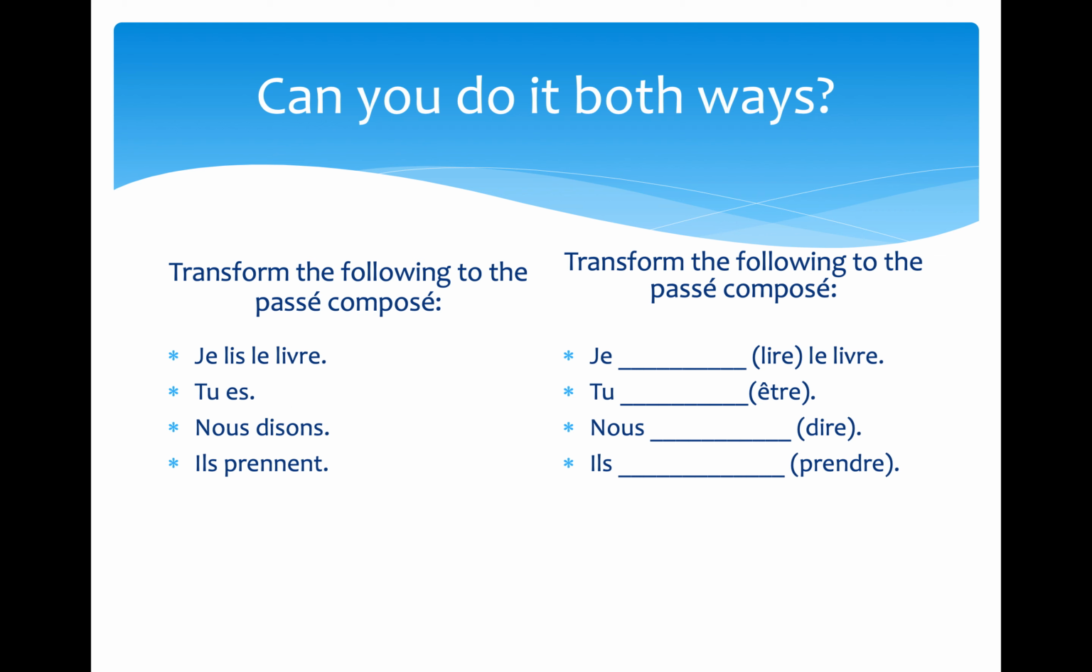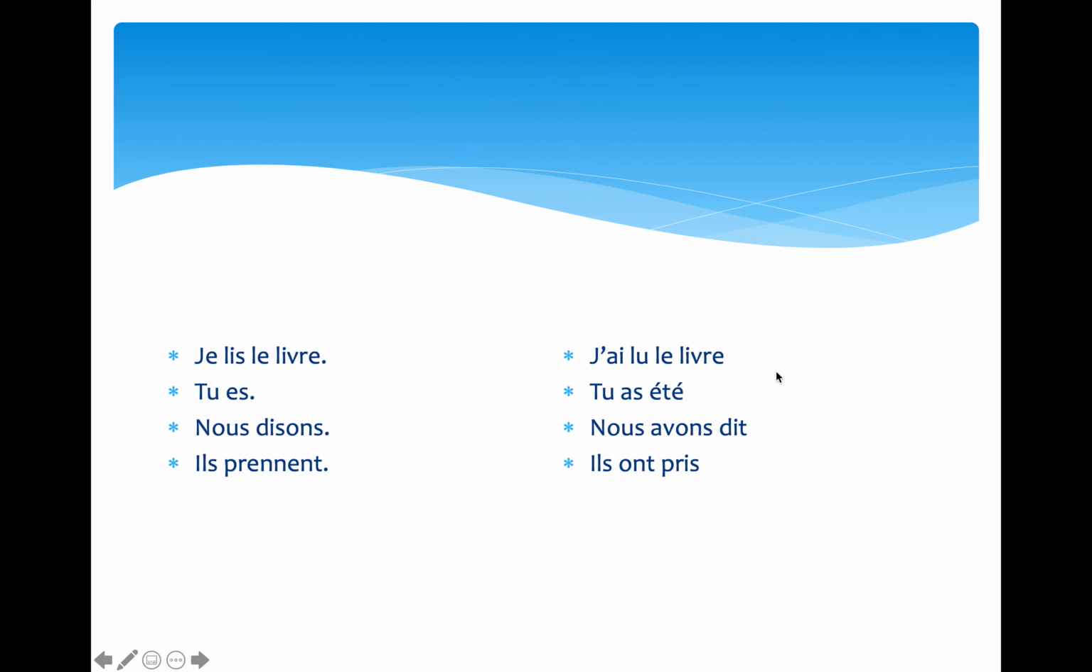Some people's minds are going to work from the, I know how to say it in the present tense, and some people's minds are going to work from the, oh, I know what the infinitive is. So you need to know how to do it both ways. Here's the first way. Je lis le livre. You would need to know how to transform je lis into j'ai lu. Tu es into tu as été.